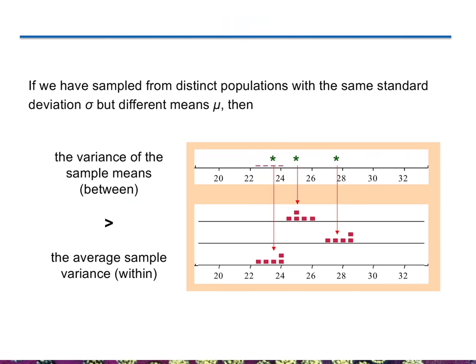Okay, on the other hand, if we have a situation where we have the same 3 sample means, but now they're calculated from these different samples, notice that in these samples, the data points are much closer together.